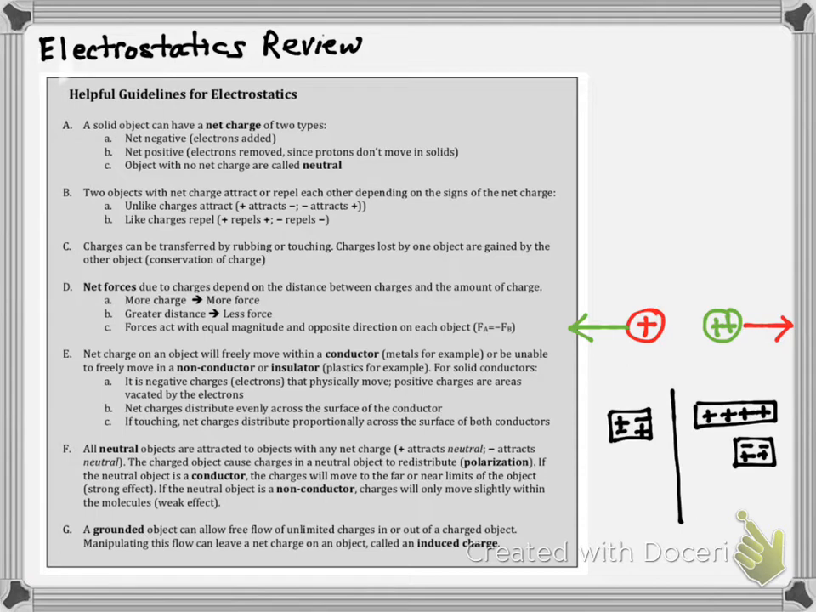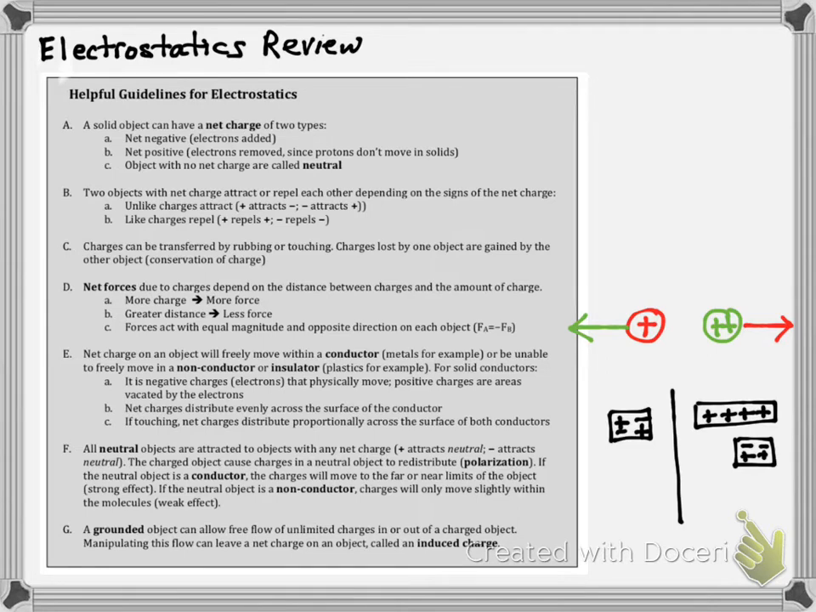If I bring a positively charged object near the neutral object, then the positives would be repelled, the negatives would be attracted, and this is why you can use a charged object to pick up little bits of paper, for instance. If you take a blown up balloon and rub it on your hair, you can use it to pick up little pieces of paper, or even a comb. Get a plastic comb and run it through your hair a bunch of times.